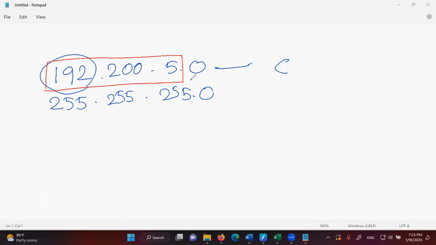In this part we have 0 to 255 numbers, and all together we have 256 IP addresses.